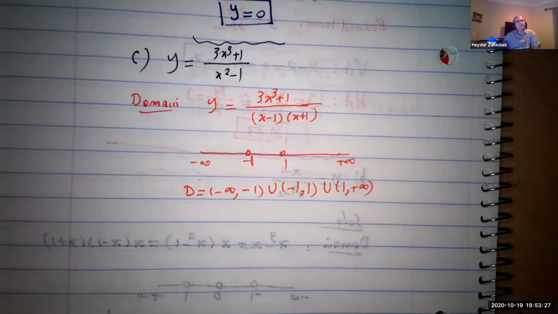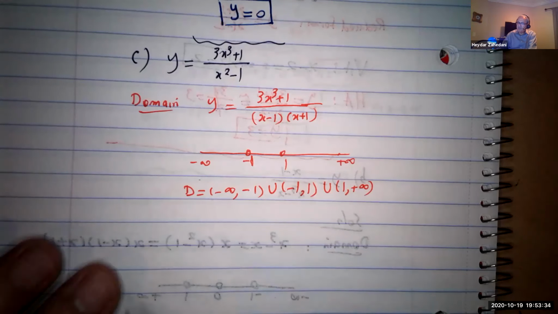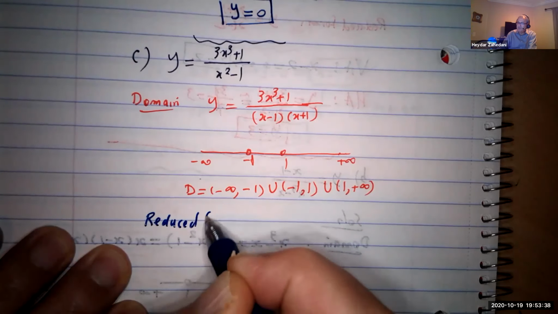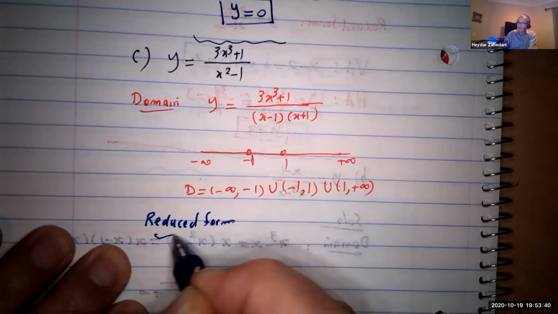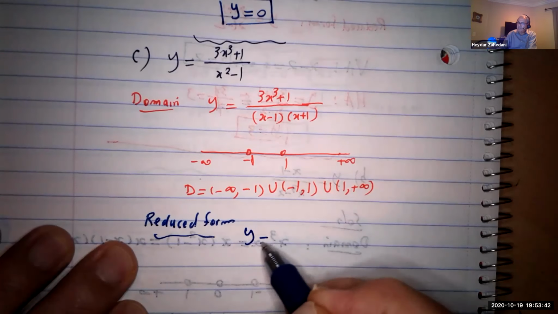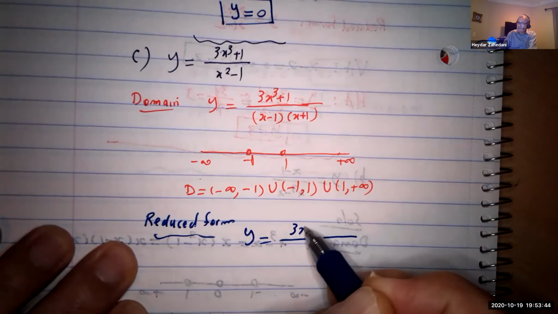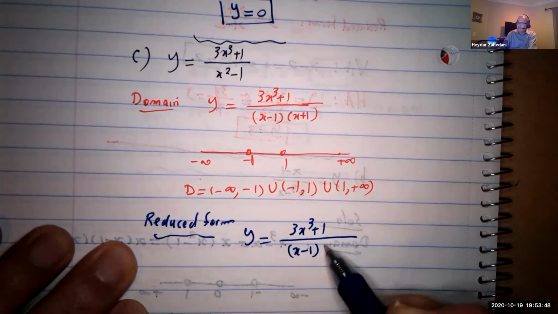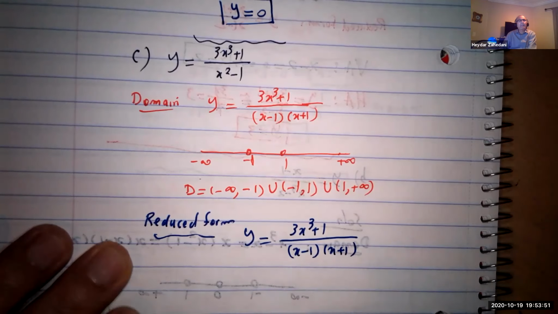Any question? It cannot be reduced. It's already there because there is no common factor. So the reduced form is going to be as is. So y is equal to 3x cubed plus 1 over x minus 1 times x plus 1.